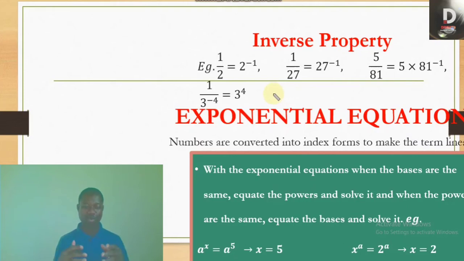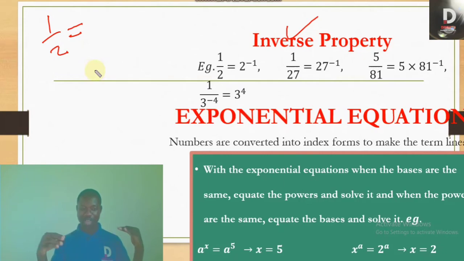Now the inverse property. Inverse means what? Opposite direction. Opposite. So 1 over 2 is the same as we write numbers in linear form. That's where the inverse property comes in. This fraction, I want the term to be in linear form, not fraction but linear, horizontal. Are you okay? So I write what? 2 raised to the power negative 1.